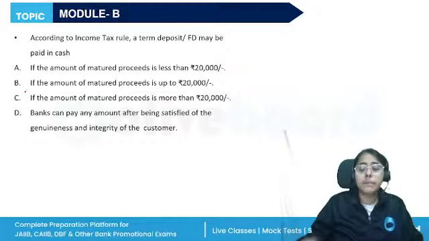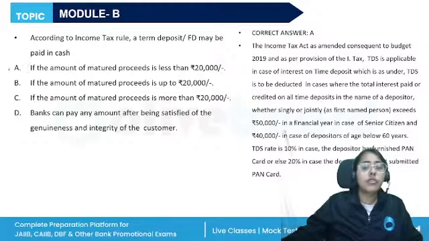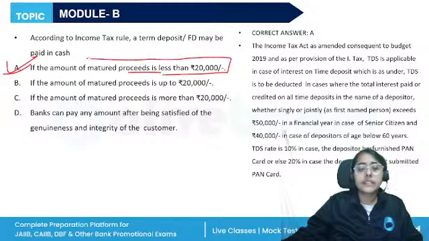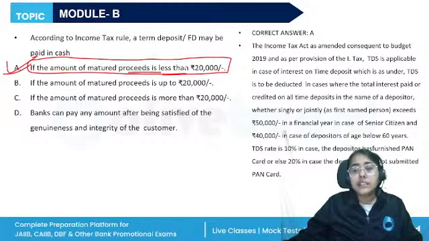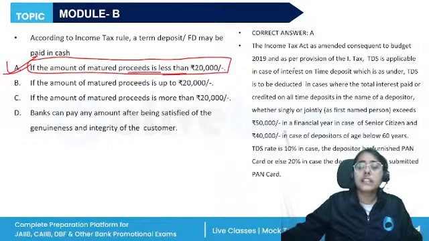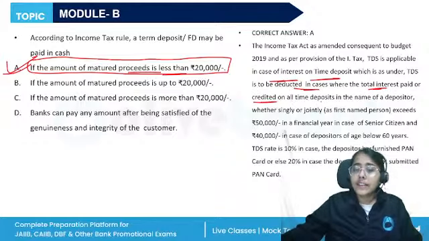So, a term deposit may be paid in cash if the amount of the matured proceeds is less than 20,000 rupees. Another very important point is that TDS is also applicable in the case of interest on time deposits. It is to be deducted in cases where the total interest paid or credited on all time deposits exceeds rupees 50,000 in the case of senior citizens and 40,000 in the case of depositors below 60 years of age.